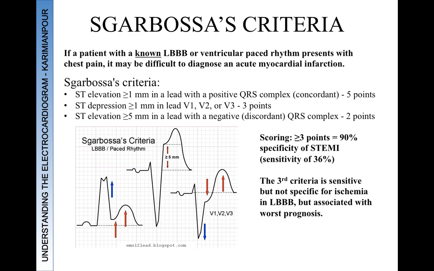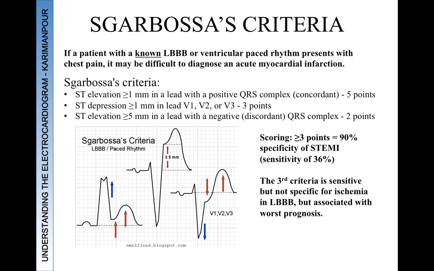And then finally, if there's an ST depression more than 1 millimeter in V1 or V2 or V3, this is with a concordant QRS complex. This is shown on the third image here, the third wave. This is worth 3 points.